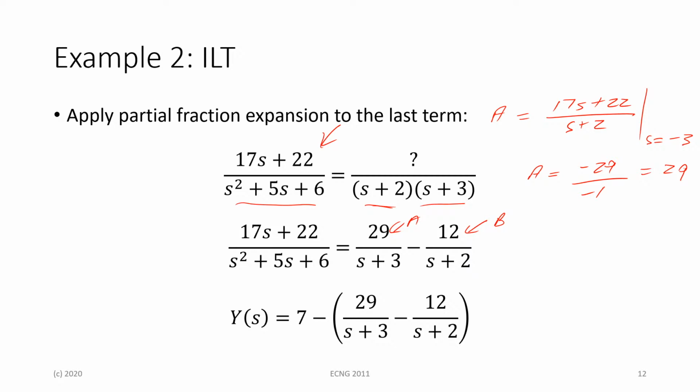Similarly, if we are solving for B, we use the same numerator, and then the denominator needs to be the factors that are not associated with B. So the only factor here is s plus 3. Then we still need to substitute a value for s in order to solve for B. Because we're solving for B, we want the value of s at which the denominator s plus 2 is equal to 0. So s equals negative 2. Once you substitute that in, you get B is equal to minus 12.